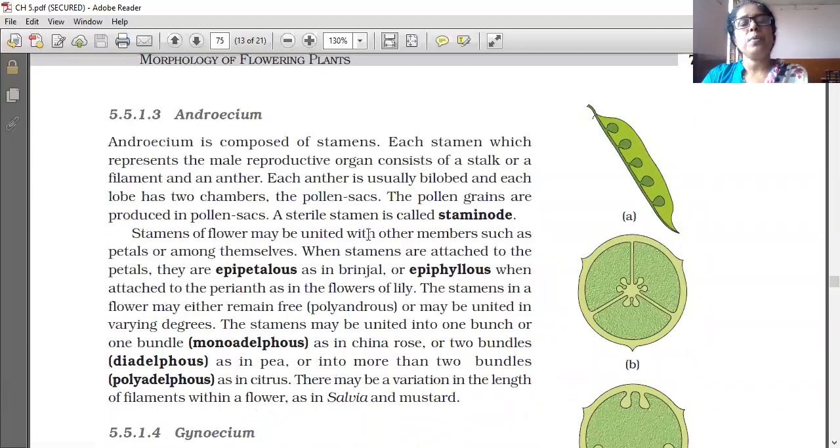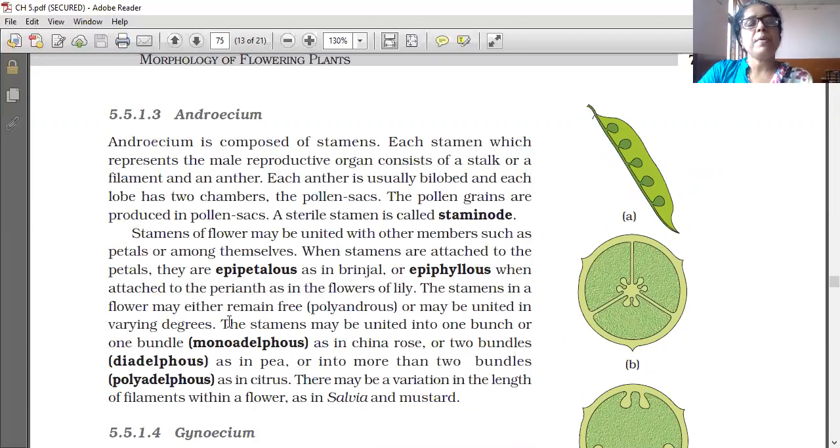Stamens of a flower may be united with other members such as petals, or among themselves. When stamens are attached to the petals, they are called epipetalous, as in brinjal, or epiphyllous when attached to the perianth. Perianth means calyx and corolla are not distinguishable structures; both of them are united and appear as a single structure, then it is called the perianth. Epiphyllous when attached to the perianth, as in the flowers of lily.